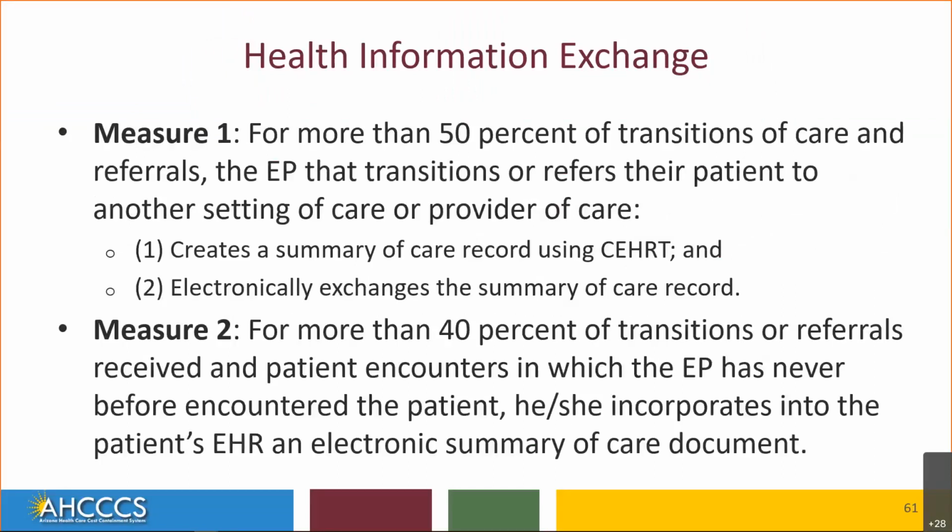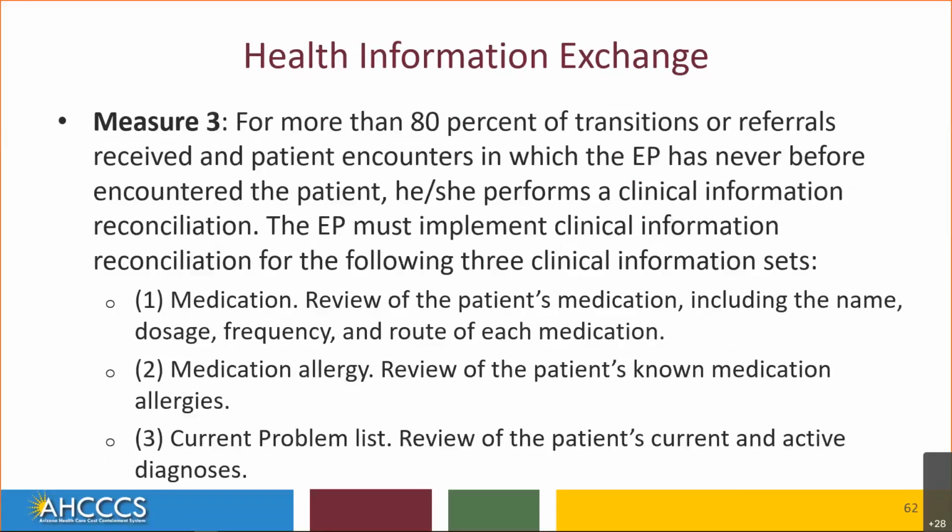Measure 1, for more than 50% of transitions of care and referrals, the EP that transitions or refers their patient to another setting of care or provider of care: 1, creates a summary of care record using CERT, and 2, electronically exchanges the summary of care record. For measure 2, it is for more than 40% of transitions or referrals received and patient encounters in which the EP has never before encountered the patient, he or she incorporates into the patient's EHR an electronic summary of care document.